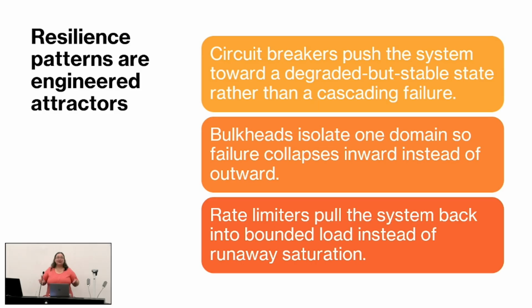A thundering herd is an attractor. A retry storm is an attractor. A consensus raft stuck just shy of quorum is an attractor. The question isn't whether your system has attractors. Of course it does. The question is whether you get to pick them.